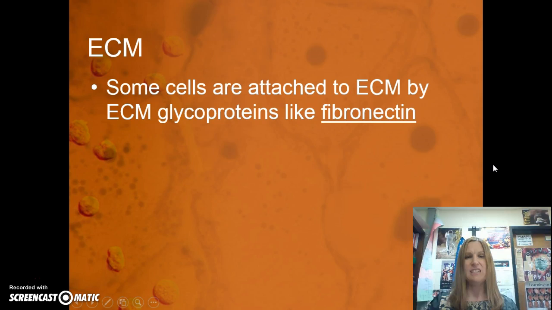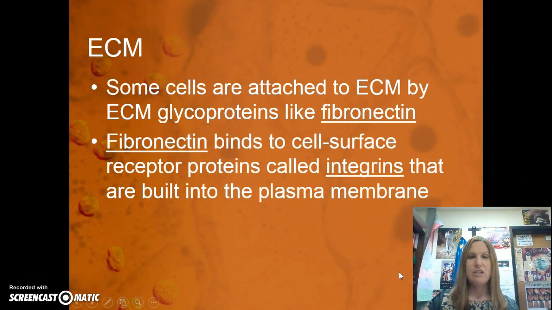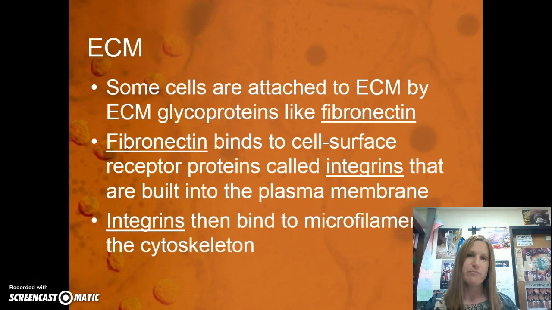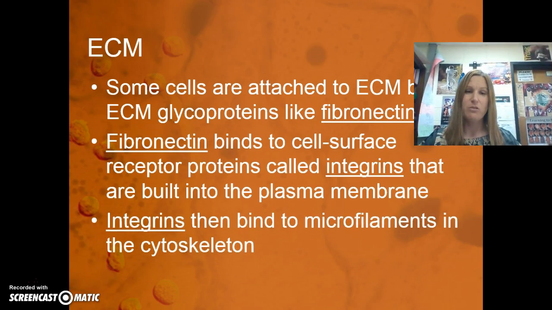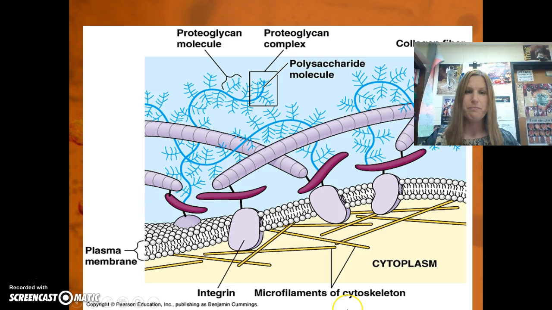So what about this ECM? ECM is a lot cooler than we thought. Some cells are attached to the ECM by their glycoproteins like fibronectin. Fibronectin binds to cell surface receptor proteins called integrins that are built into the plasma membrane. Then the integrins then bind to microfilaments in the cytoskeleton.